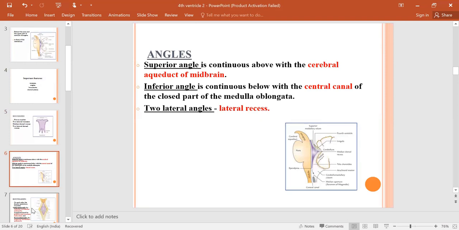Then about the angles. The fourth ventricle has a superior angle that lies in the superior part of the fourth ventricle. Then it has an inferior angle that lies inferiorly, and the fourth ventricle has lateral angles. So it has 2 lateral angles. The superior angle is continuous above with the cerebral aqueduct of the midbrain. Cerebral aqueduct is the cavity of the midbrain. The inferior angle is continuous below with the central canal of the closed part of the medulla oblongata.